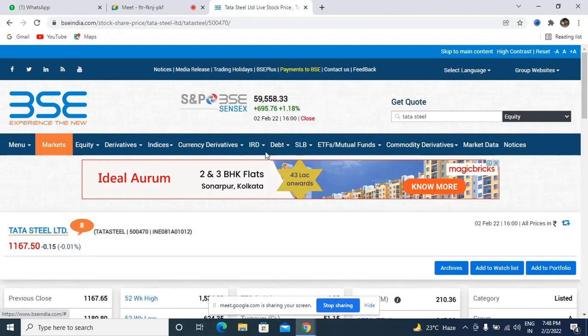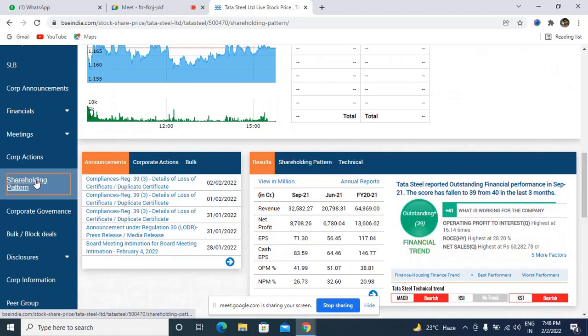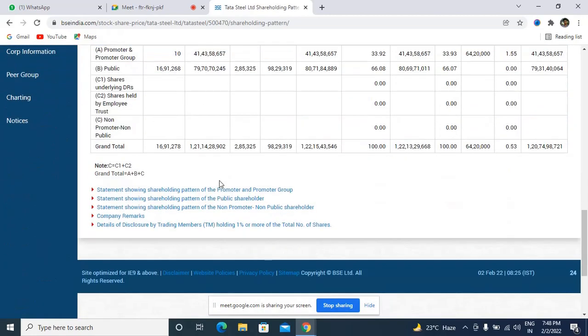Let us go through it. Yeah, so Tata Steel has appeared. You scroll down, click on shareholding pattern. See, then it gets loaded. So we checked this one link earlier, right? About the promoter and promoter group, Tata Motors, Tata Sons, we have gone through it, right?